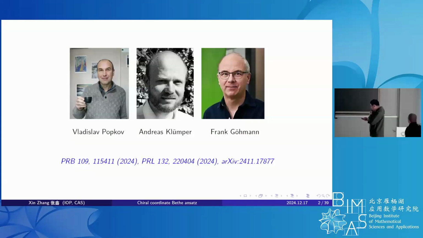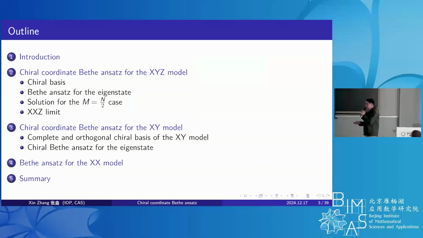In the past few years we did a lot of work on this anisotropic spin chain. This is the outline of my talk. The first part is a very short introduction about the anisotropic spin chain. In the second part, I will introduce the chiral coordinate Bethe ansatz for the spin-half XYZ model. In the third and fourth parts, I will introduce our chiral coordinate Bethe ansatz for the XY model and also for the XX model.